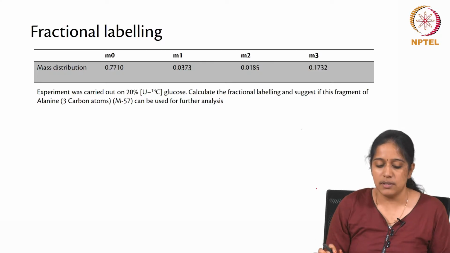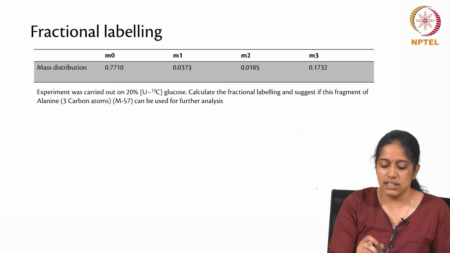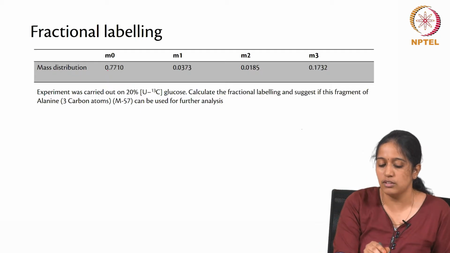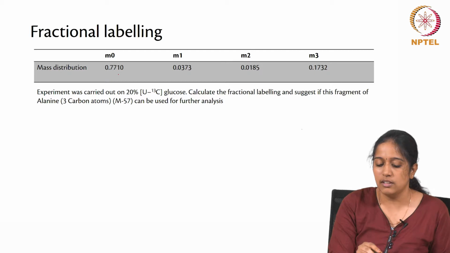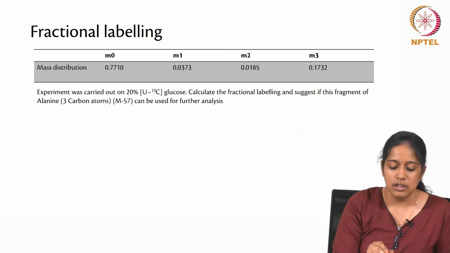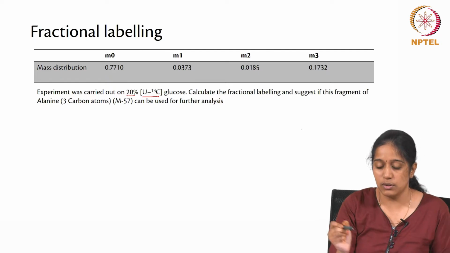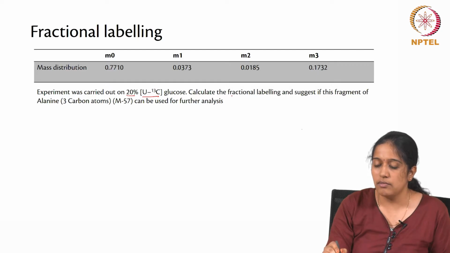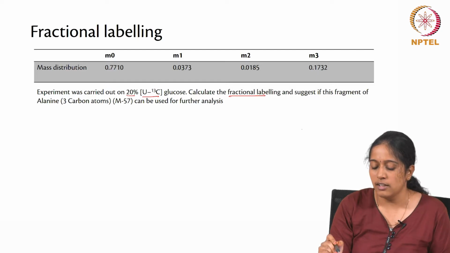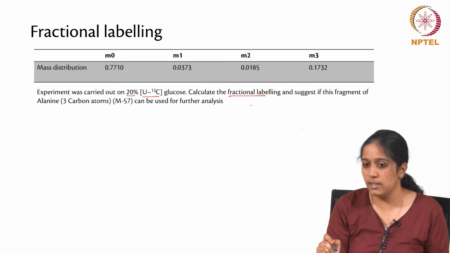In the next example, we will be talking about fractional labeling. In this case we have the mass distribution vector. We already are given the numbers here which we earlier calculated, but this is another example. This experiment was carried out on 20% U-C13 glucose, and here we need to first calculate the fractional labeling. If you may recall in the previous lecture, fractional labeling is one of the means by which you can check the quality of your data.